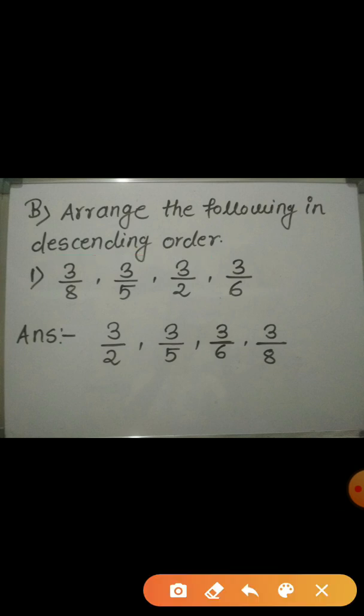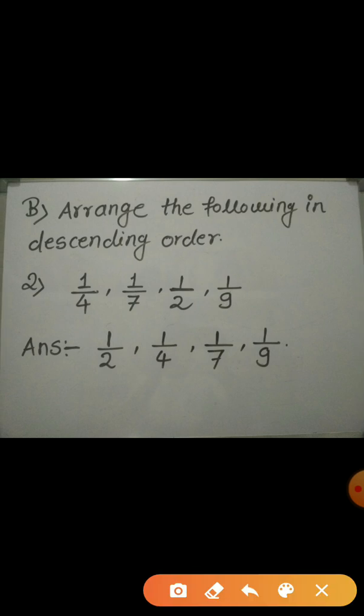Fraction will be greater when the denominator is smaller. Here the denominator 2 is smaller among all the denominators. Hence you can see that I have written first the fraction 3 by 2, then the fraction 3 by 5, then 3 by 6 and then 3 by 8. So this is the descending order of the given fractions.